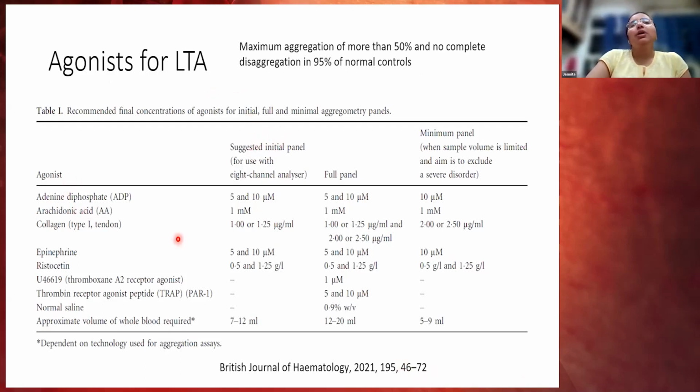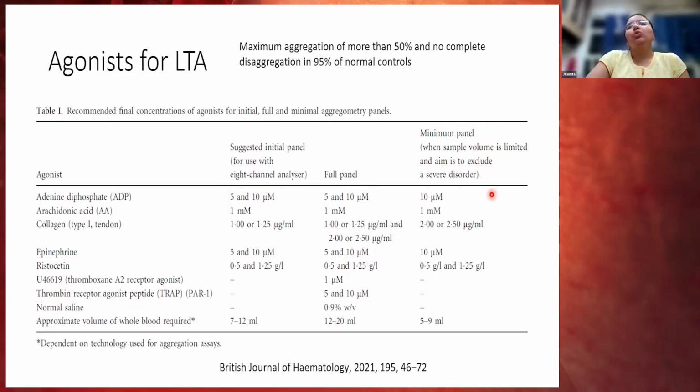So this is a component of 8 agonists which can be used. It is ADP, arachidonic acid, collagen, epinephrine, ristocetin, and a thromboxane receptor A2 analog, which is U46619. TRAP they have not recommended as first line, and the sample volume would be 7 to 12 ml. So the full panel will include both these agonists as well.